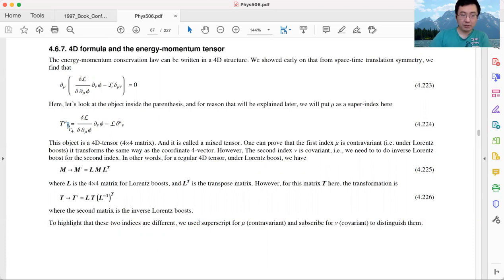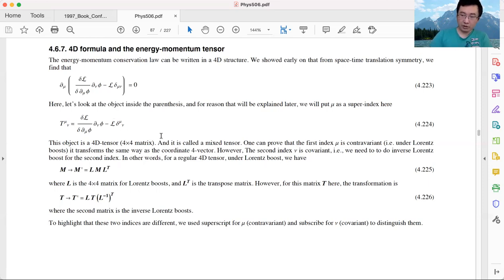The reason I put them in different positions is the following. If you think about this T mu nu, what it is, it's actually a 4x4 matrix. Mu is 0, 1, 2, 3. Nu is 0, 1, 2, 3. So it's a 4x4 matrix. In the earlier lectures, we learned that a 4D rank 2 tensor is a 4x4 matrix. So T mu nu, this quantity we define here, is very similar to a 4D rank 2 tensor. However, it's not quite a rank 2 tensor.